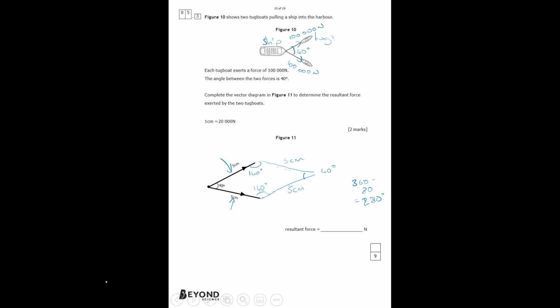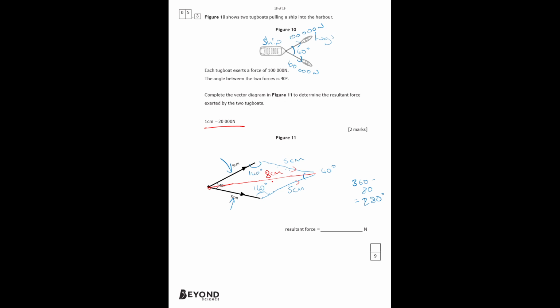But you're not finished here. What is my resultant force? Well, my resultant force when I draw a parallelogram like this is the line from the origin, the start point, to where these two force arrows meet again. What will I do with that? Well, using the scale, if 1 centimetre is 20,000 newtons, I would measure this line, and shall we say this comes out as 8 centimetres.